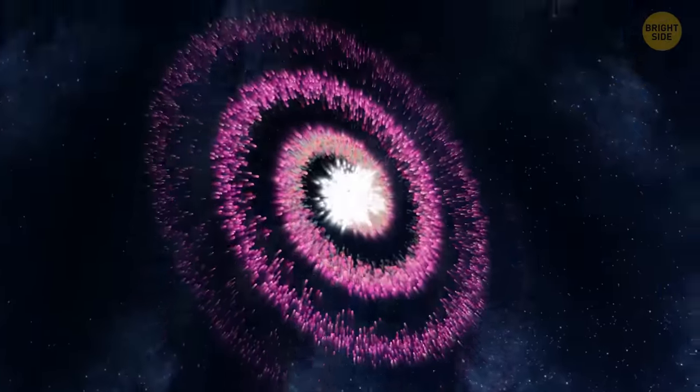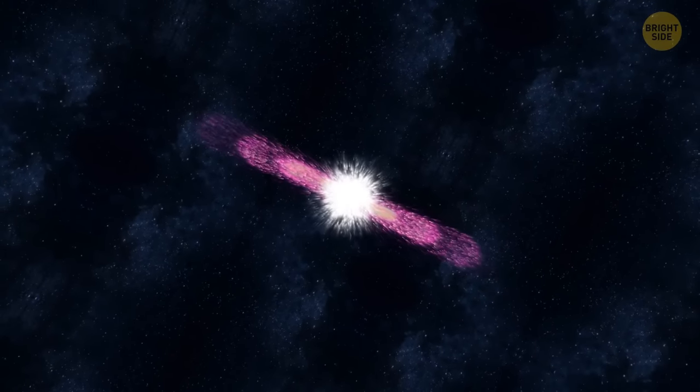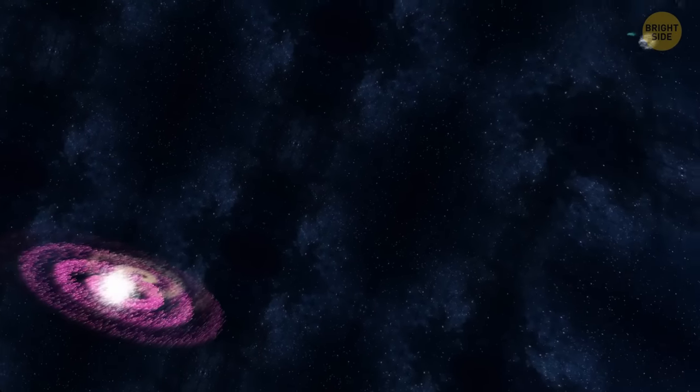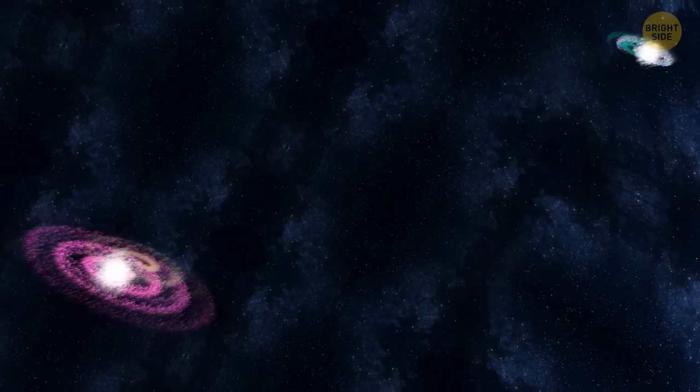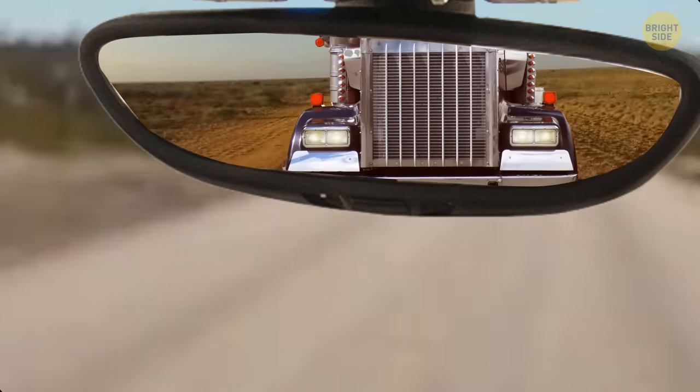As an aside, if we see the Andromeda galaxy as it was 2.5 million years ago, and it has been moving toward the Milky Way all this time, how big in the sky would it appear now? Quite as big as that tractor trailer in your rearview mirror.